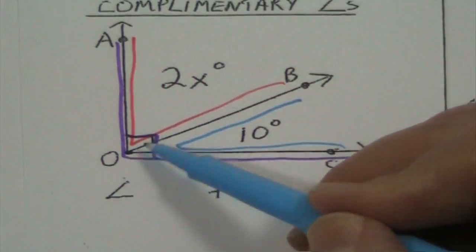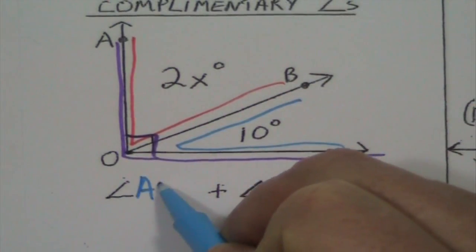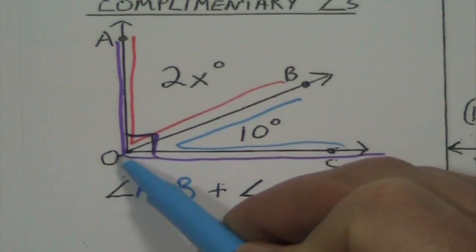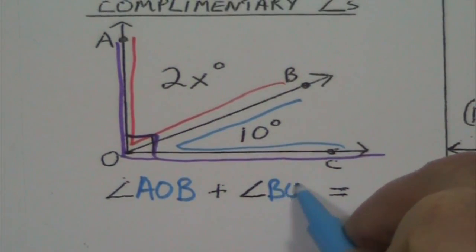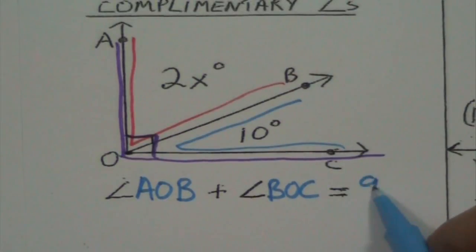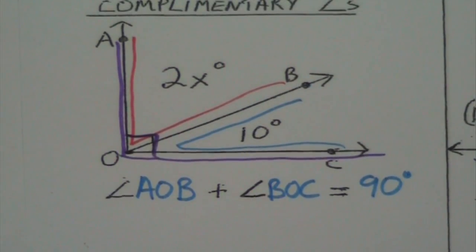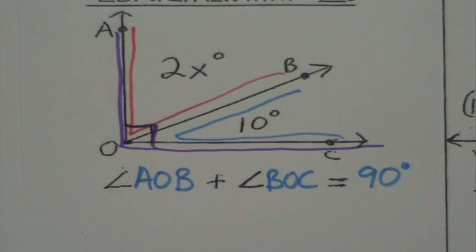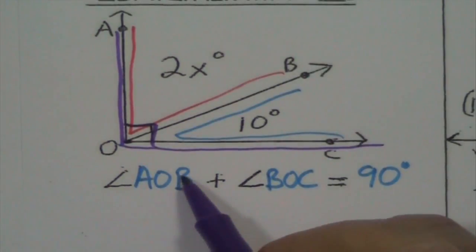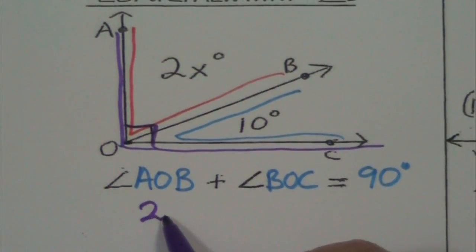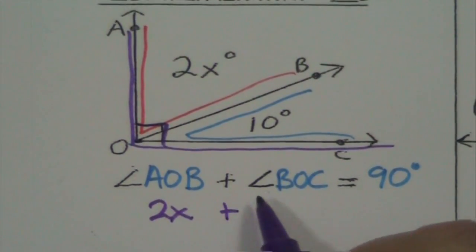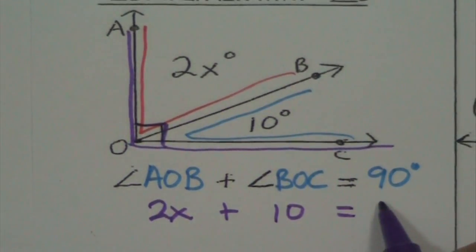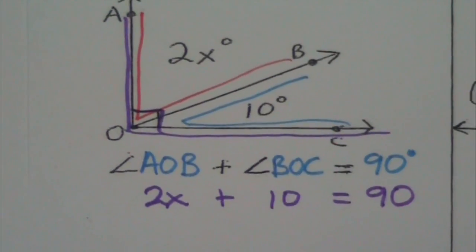So we have angle AOB. This angle right here, plus this other angle, BOC. And together, they make 90 degrees. Now let's substitute in there these numbers that represent the measurements for those angles. So let's see. AOB, that's 2x, plus BOC, well, BOC, that's 10 degrees. And all that equals 90 degrees.